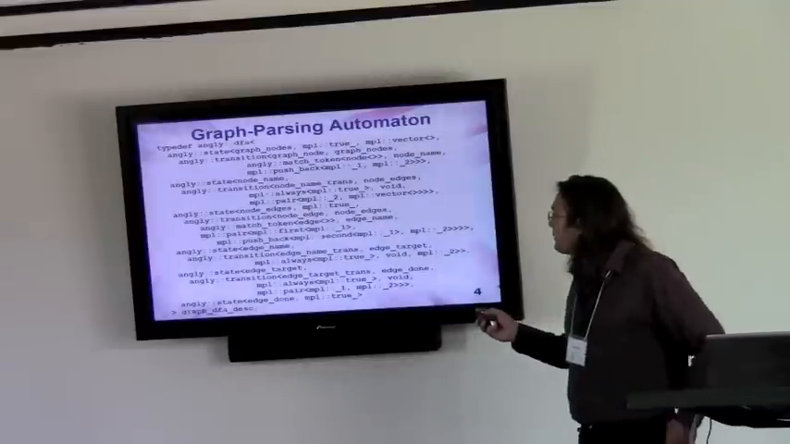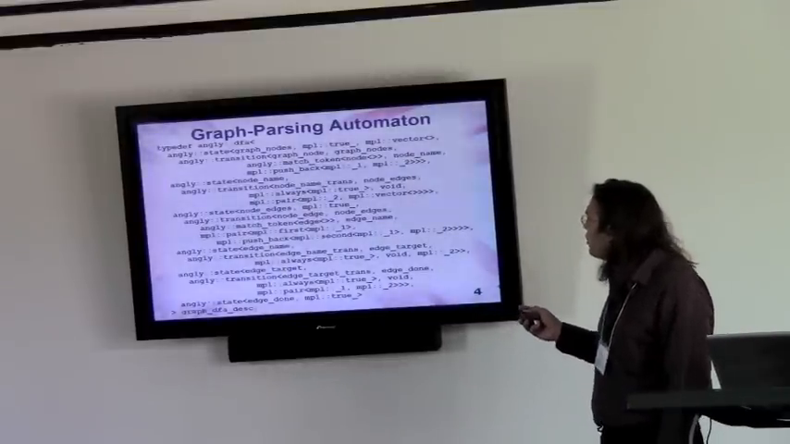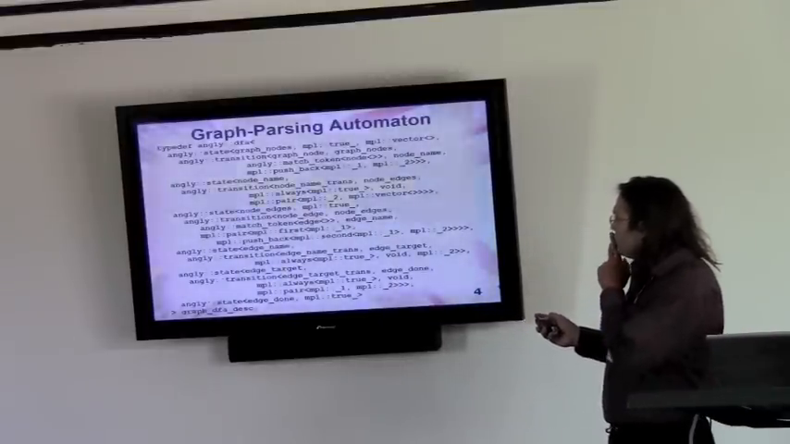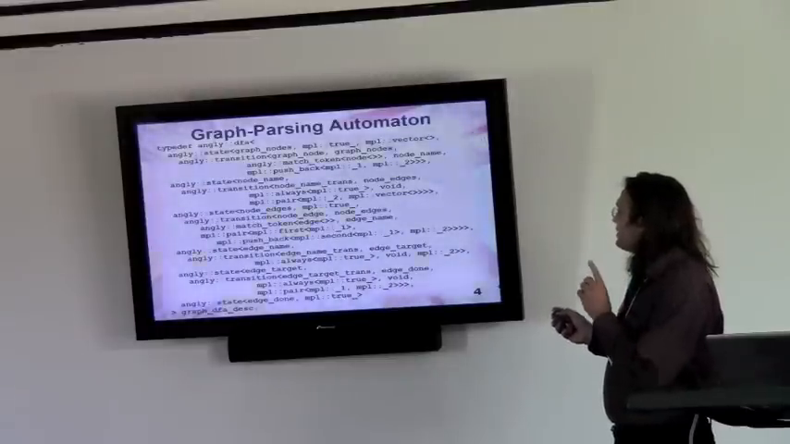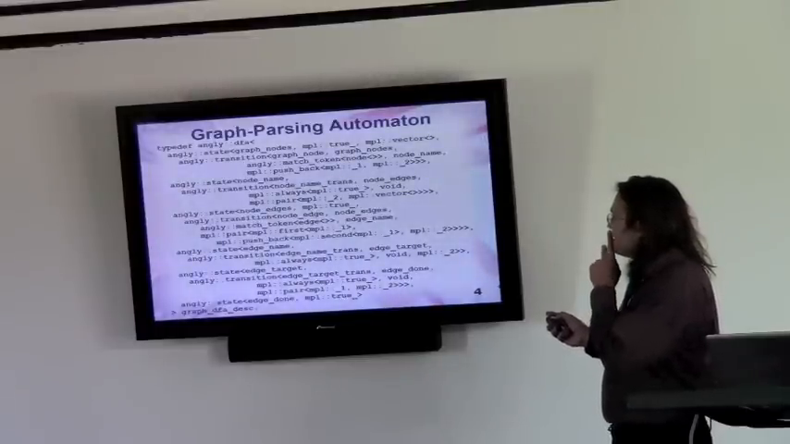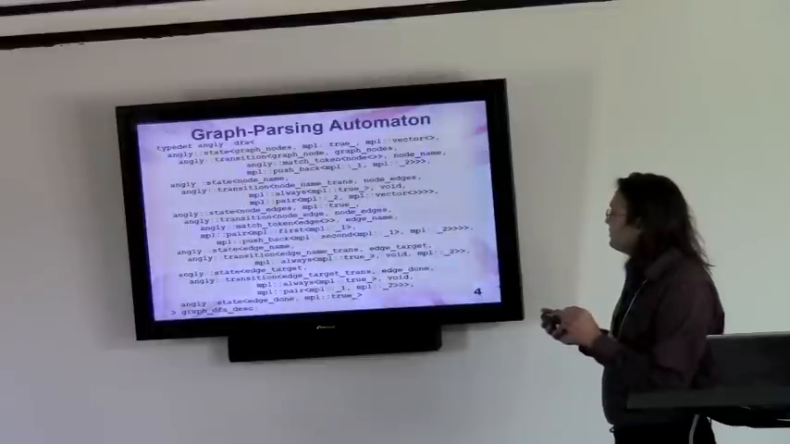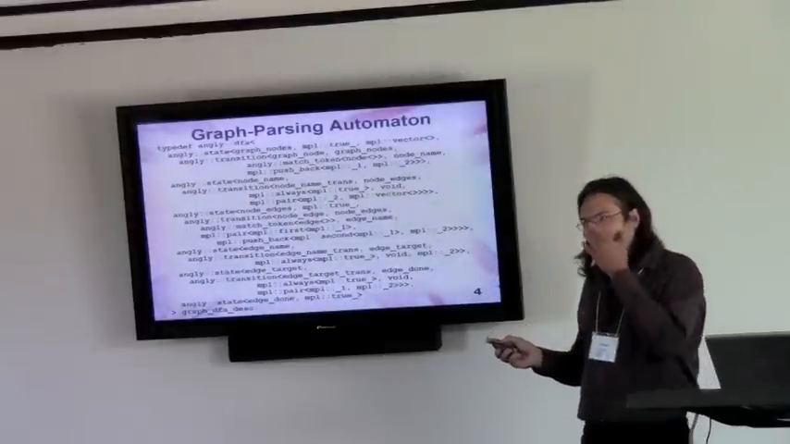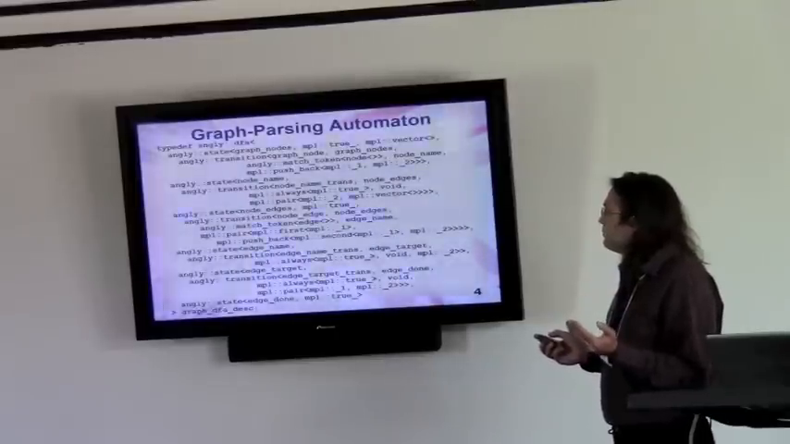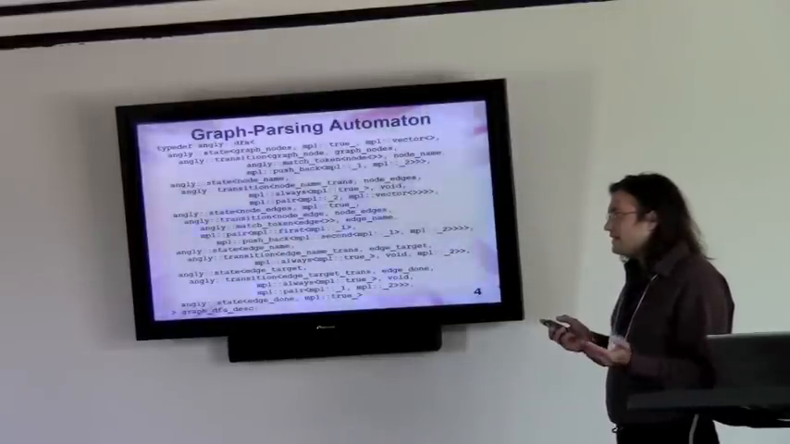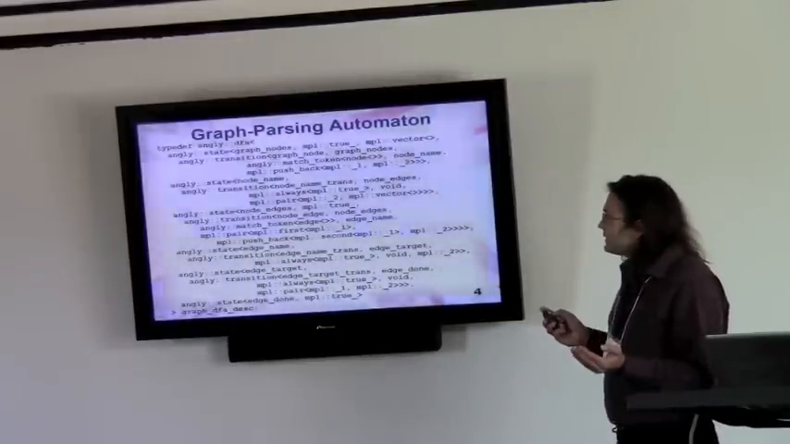State just has a name and a bunch of transitions. Grab rows, true, MPL vector, and then a transition. Yeah, no, it's actually there's a bunch of optional parameters. So one thing that's nice about this parsing system is it's able to match things and skip over things.